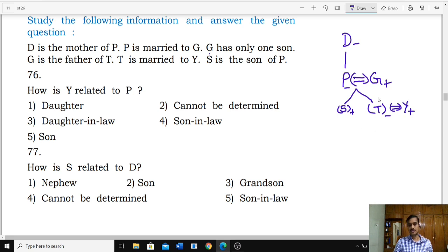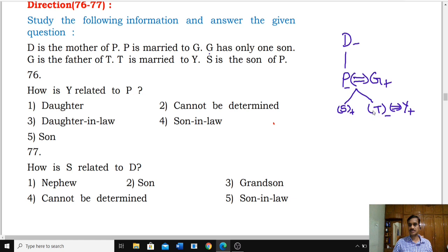Clear now? Now this is D, P, G, S, T, and Y. How is Y related to P? Tell me what is the answer here. How is Y related to P? Now P is here, Y is here. P's daughter's husband. Daughter's husband is son-in-law. That is the choice for question number 76.